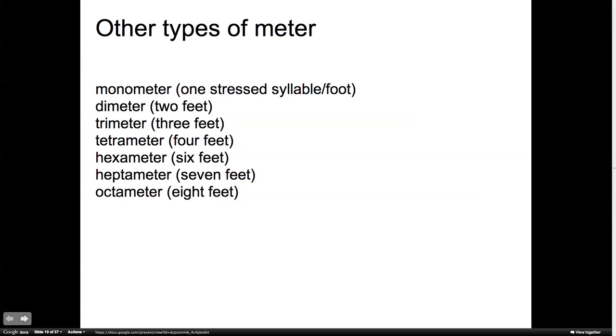Finally, there are other types of meter. We can determine them by, again, simply counting the stressed syllables, or feet, in each line of poetry. And what we get when we do that could be monometer, which would be only one stressed syllable, dimeter, 2, trimeter, 3, tetrameter, 4, hexameter, 6, heptameter, 7, and octameter, 8 feet.